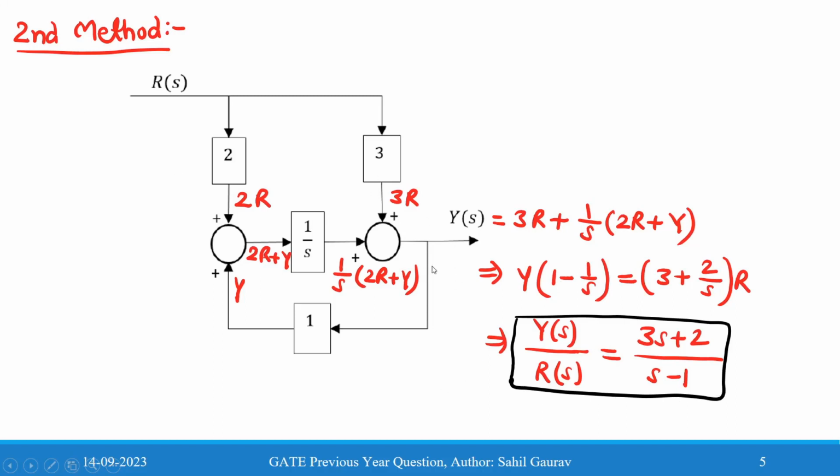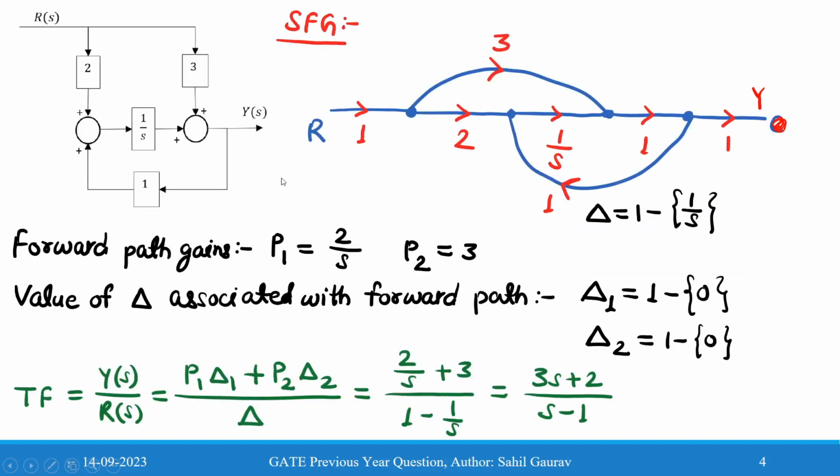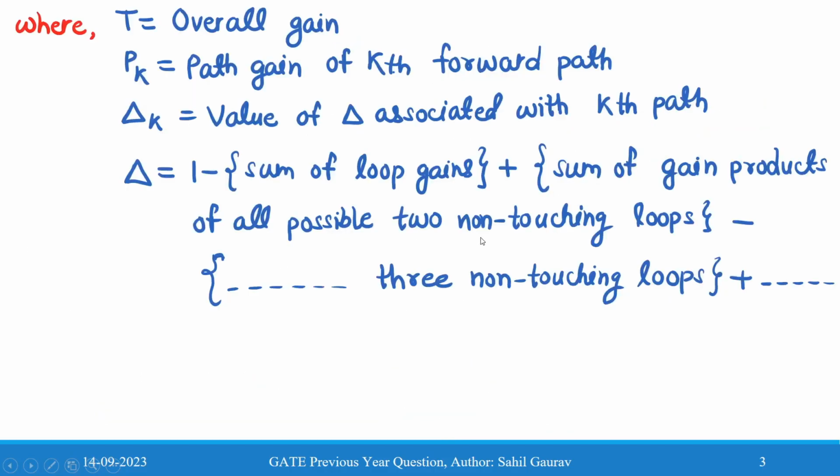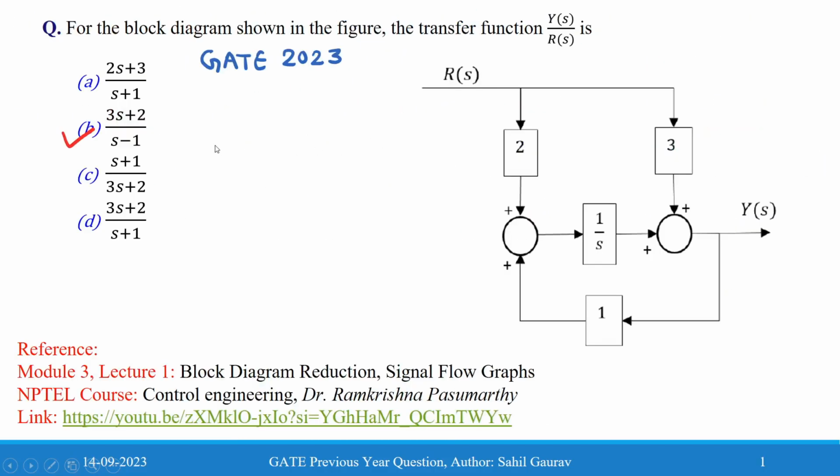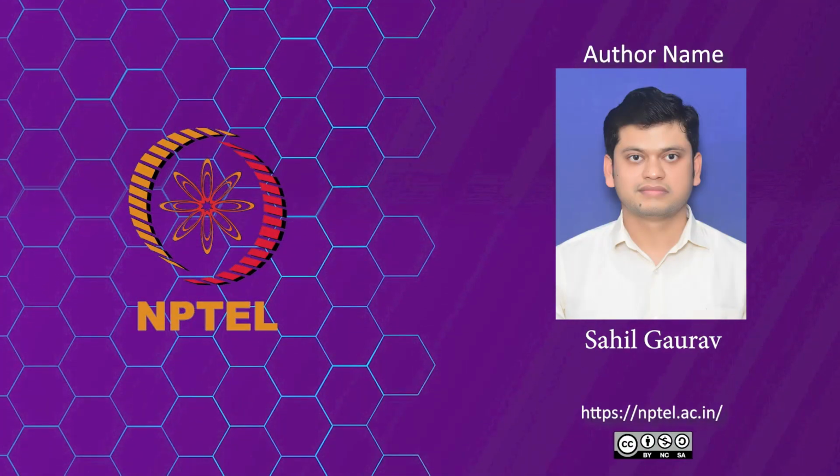This is quite simple, but I always advise that whenever the block diagram is simple, you can apply this method. When the block diagram is complex, always try using the signal flow graph. So the correct answer for this problem will be B. Thank you.